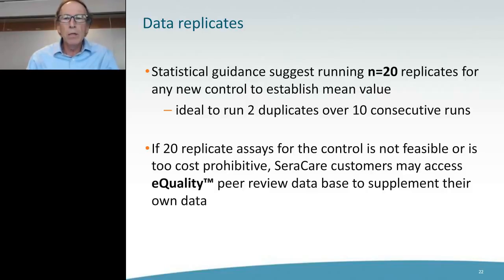We like to recommend 20 replicates for any new control so you can establish a mean in the laboratory. So it's ideal to run 2 dupes over 10 runs. Now, if that's not feasible, and some of these NAT assays are very expensive, so it may not be feasible from a cost perspective, we're going to give you a solution where you can access other data produced by other customers for that same lot of ACCURUN control through our Equalis peer review database system. And you can use this access to this data to supplement your own data.